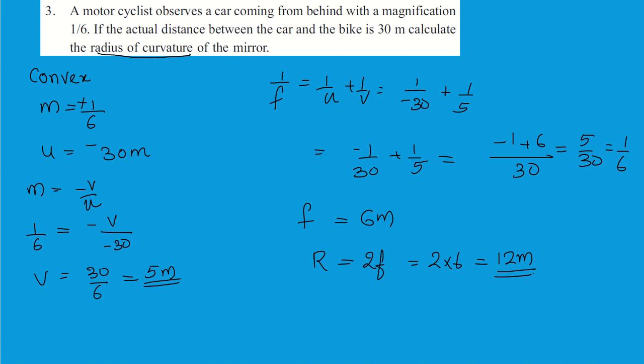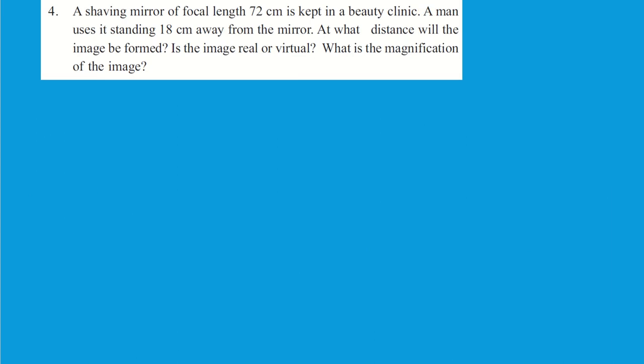Okay. Moving on to the fourth question. A shaving mirror. What type of mirror is a shaving mirror? Definitely, automatically it should come to your mind. Shaving mirror is a concave mirror. I didn't even read the complete question. Shaving mirror. The first thing I'm going to write here is concave mirror, because based on that, I will have to put all the signs. Focal length 72 centimeters. Concave mirror focal length is negative.